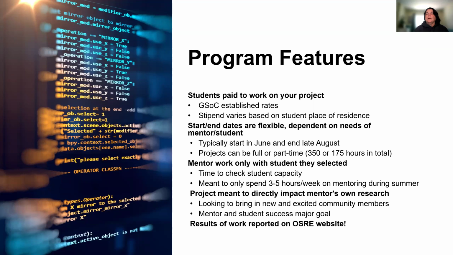And keep in mind when you're creating project ideas that the targets are 350 hours or 175 hours for a project. So that's the full-time or part-time. And so when you're creating a project idea, keep it in that amount of work for a student. And then the student needs to think about that when they're writing their project proposal. So a mentor should indicate on their project ideas whether they consider it to be a full-time project, 350 hours, or a part-time project, 175 hours.